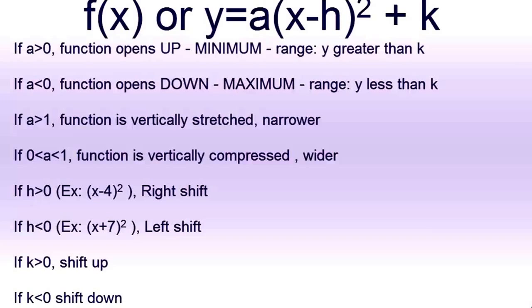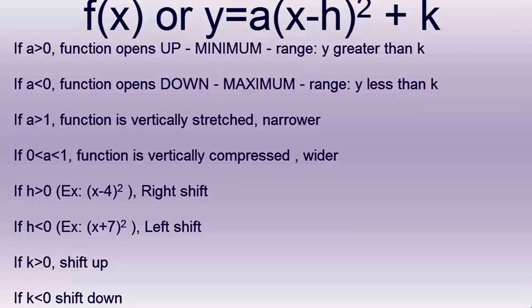If a is a value greater than 1, then the function is vertically stretched, or narrower. If a is a proper fraction, the function is vertically compressed, or wider. If the value of h is positive, we have a right shift. If the value of h is negative, we have a left shift. If k is positive, the function shifts up, and if k is negative, the function shifts down. And I did give you examples for h being positive or negative. Now let's get to work.